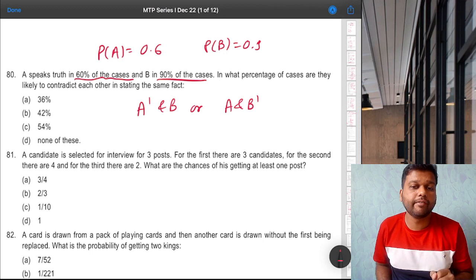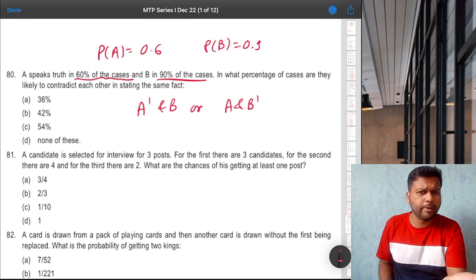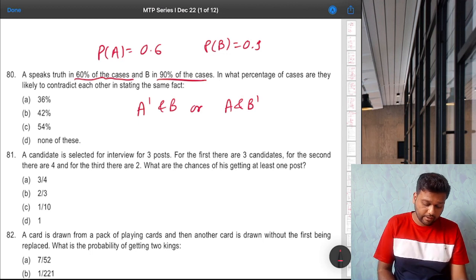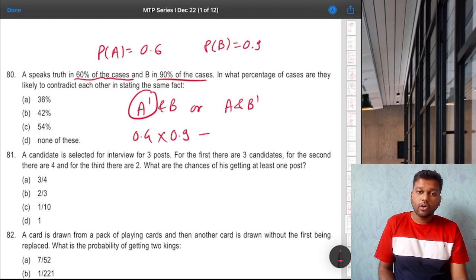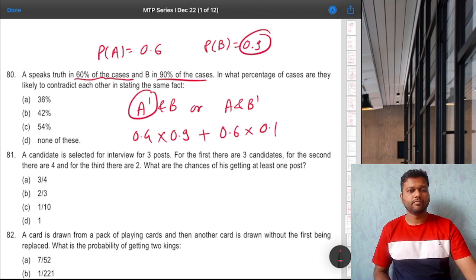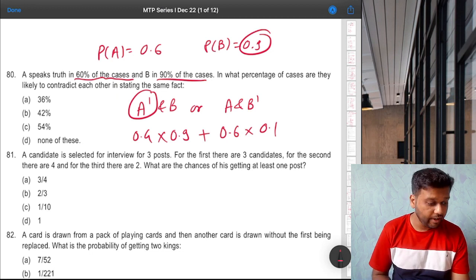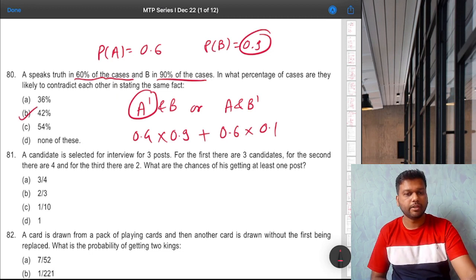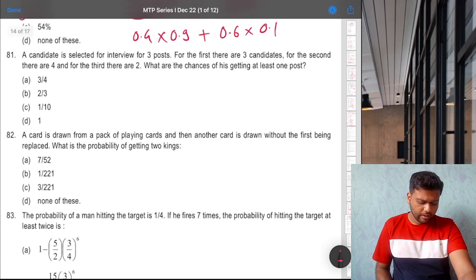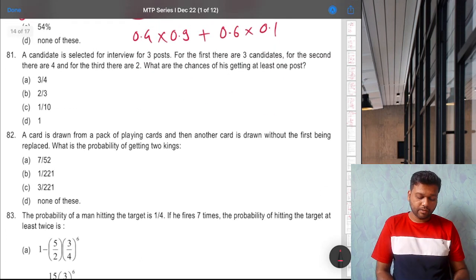Again, I have uploaded a separate video on this revision batch for the probability chapter. Go through that, permutations as well. A dash will be what? 0.4, and is into, B is 0.9, or is plus, A is 0.6, and is into, B dash is 0.1. Okay, simple. So 0.4 into 0.9 plus 0.6 into 0.1, calculating, is 0.42, which is 42%, option B.